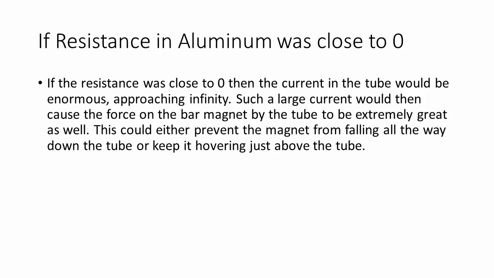These are some hypothetical questions that the lab asks us to consider. If the resistance in the aluminum was close to 0, then the current in the tube would be very great, approaching infinity. And such a large current would then cause the force to be very great. So what we would see is either the magnet would be prevented from falling all the way through and would just get stuck in the tube, or it would just hover above the tube without actually falling any distance.